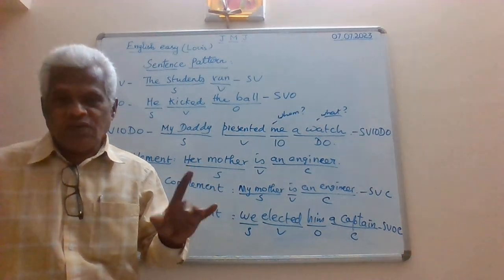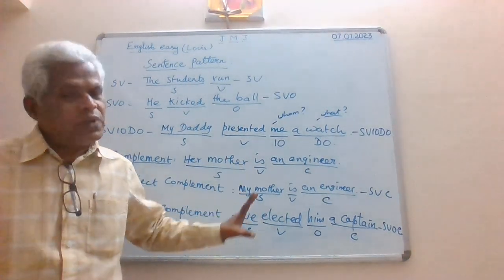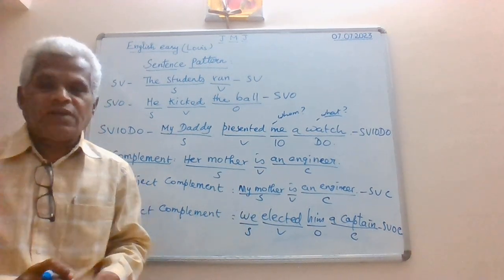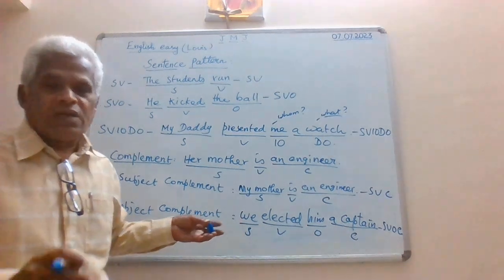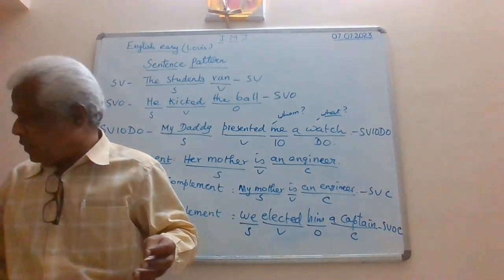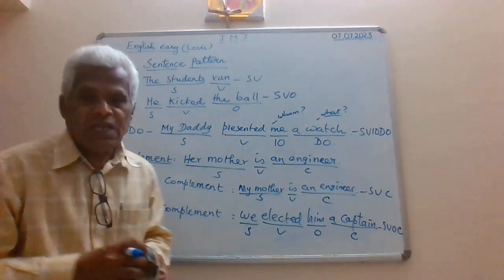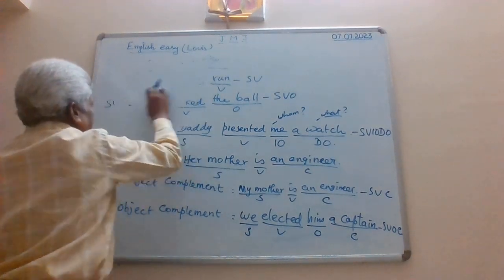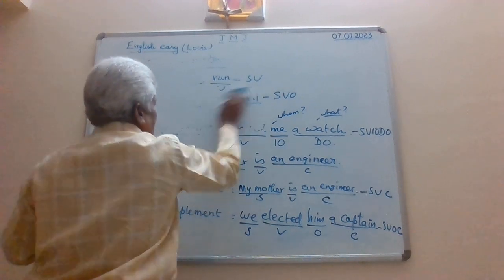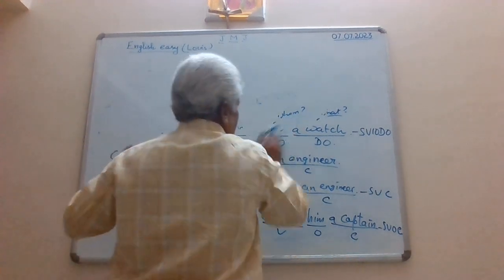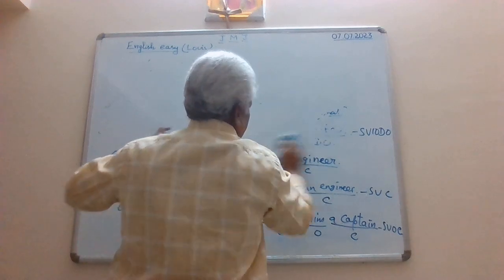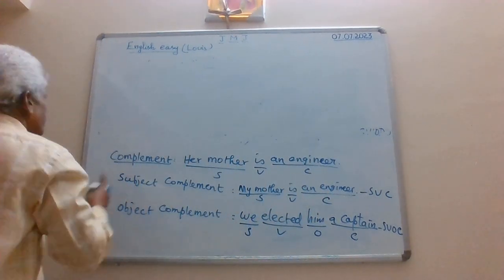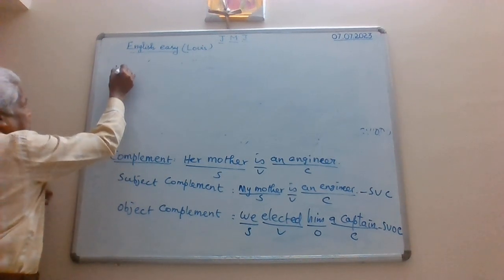Okay. So we are thorough with the complement now. And the last thing that we need to pay attention to in learning sentence pattern is, let me erase the board and then we will write. The last thing that we need to understand here is known as an adjunct. See, adjunct.